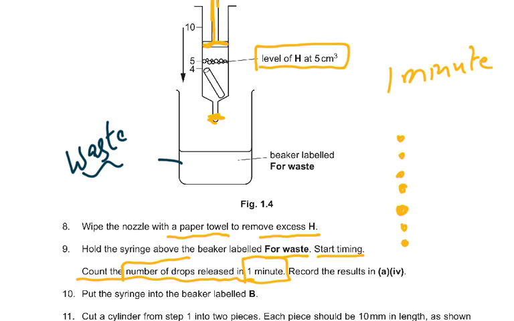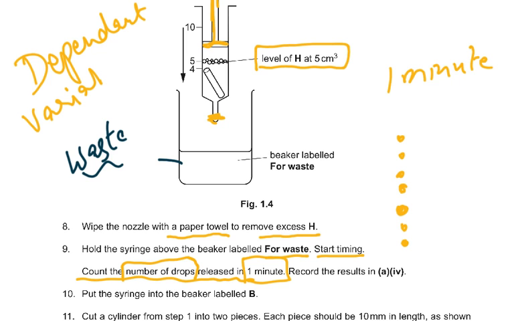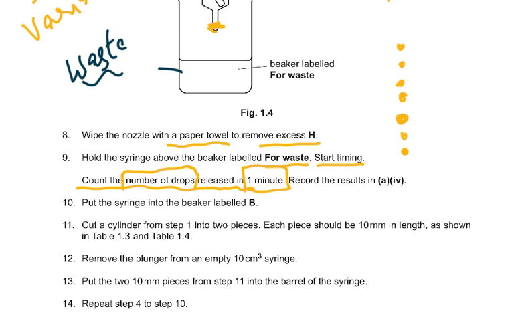Now whatever you have to record or do in the lab, the recording that you have to do, record the time or record the number of drops, that is called the dependent variable. Right? Now put the syringe into the beaker labeled B. So you've got another beaker, labeled B, and you put the syringe into that.